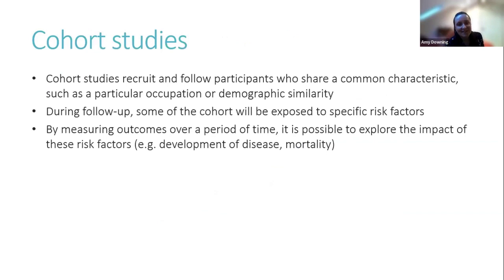Moving on to cohort studies. This is one of the main types of studies that you see in epidemiology. This is where you recruit and follow participants who share a common characteristic. So you might take people who work in a particular occupation, or people from a particular demographic part of the population. You might look at all women of a certain age, and then you follow them up, and over time, some of the cohort will be exposed to specific risk factors. And you can measure their outcomes over time and explore the impact of these particular risk factors that you're interested in. So you might look at the impact on the development of disease or on mortality.